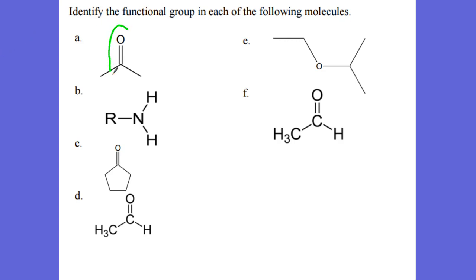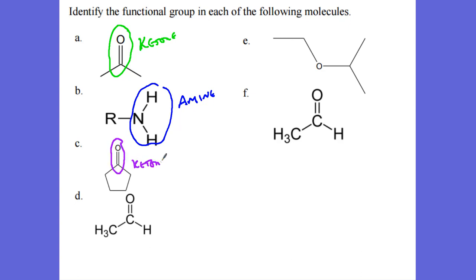You can see here we have a CO sitting right in the middle of everything. We call that a ketone, don't we? A ketone. We have an NH2 group right here. We call that an amine. We have a C double bond O group right here. There's another ketone, right in the middle of everything. We have a COH group on the end. We call that an aldehyde.